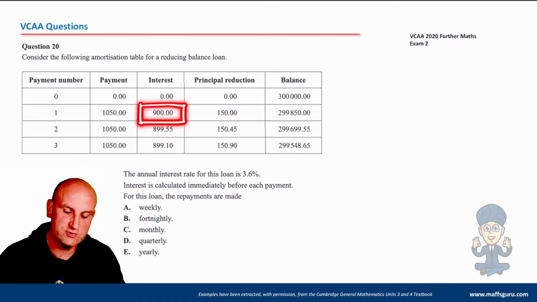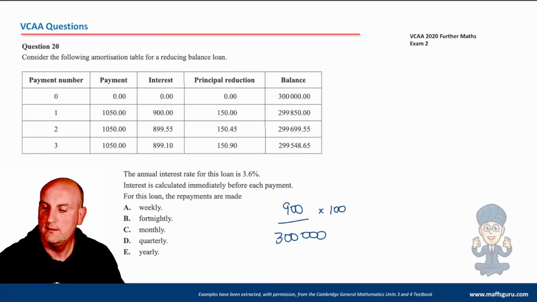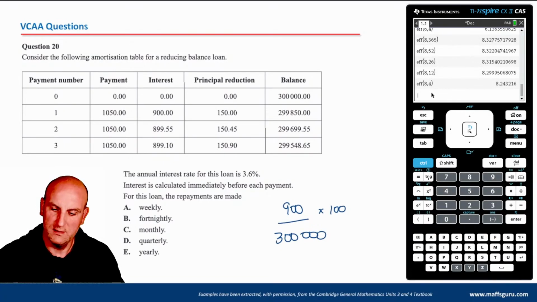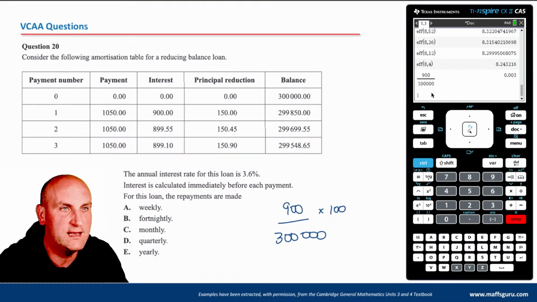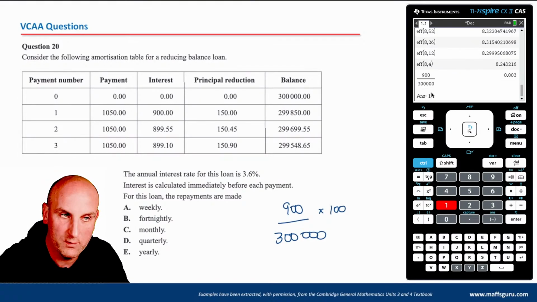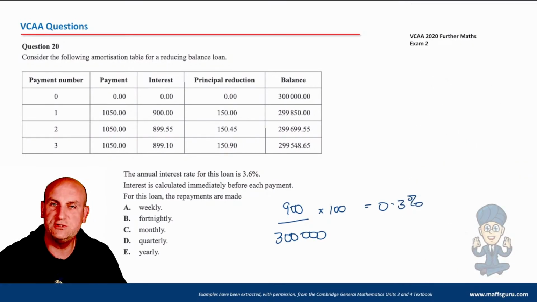I take the rate of interest, so in that situation it was 900, divide it by its previous balance. So that came from 300,000. And I times that by 100. Fire up my calculator. So what do we got? 900 divided by 300,000, hit enter, and I'm going to multiply that by 100. There we go. So whatever is happening, I am being charged interest.